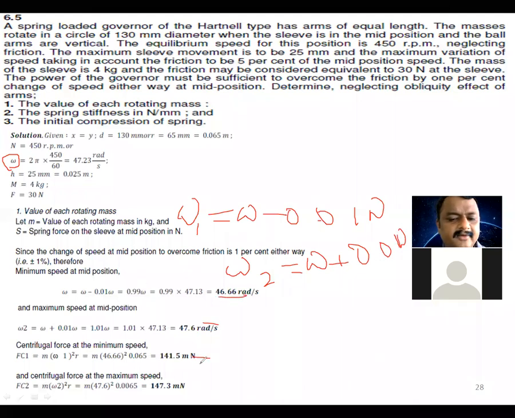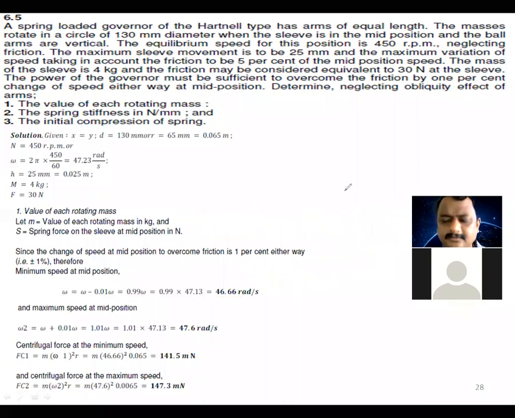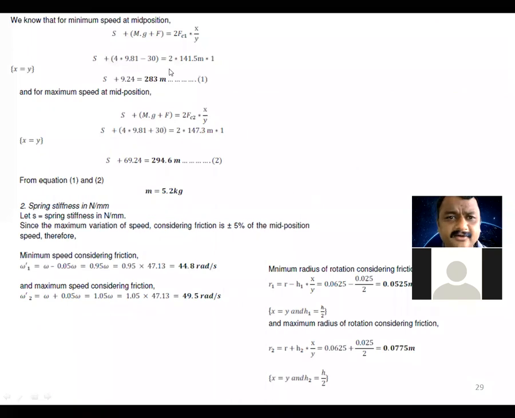So if you find omega 1 and omega 2, you can find out FC1 and FC2. So if you are able to find FC1 and FC2, then you can find out the value of S at that instant. S is what? The stiffness of the spring and radius of rotation. So S in terms of speed you are using here. Another speed is the maximum speed. So find out the stiffness at the first instance, at the minimum speed, and the stiffness at the maximum speed.